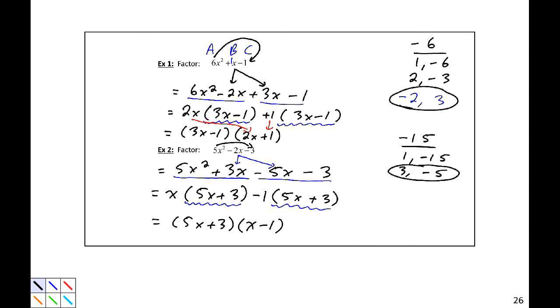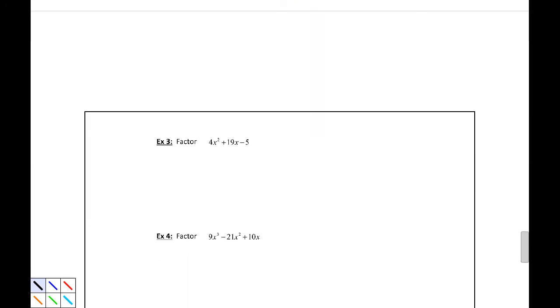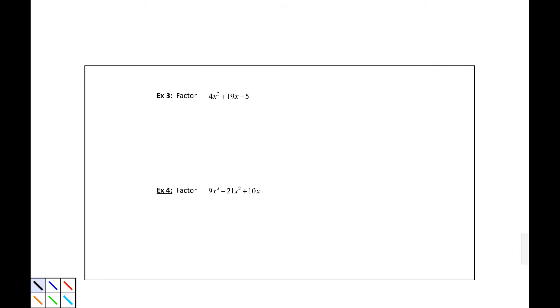All right, example 3. Factor 4x squared plus 19x minus 5. I will multiply 4 by negative 5, my first coefficient multiplied by my constant term. It's negative 20. So I need two numbers that multiply to be negative 20, but add to be 19.